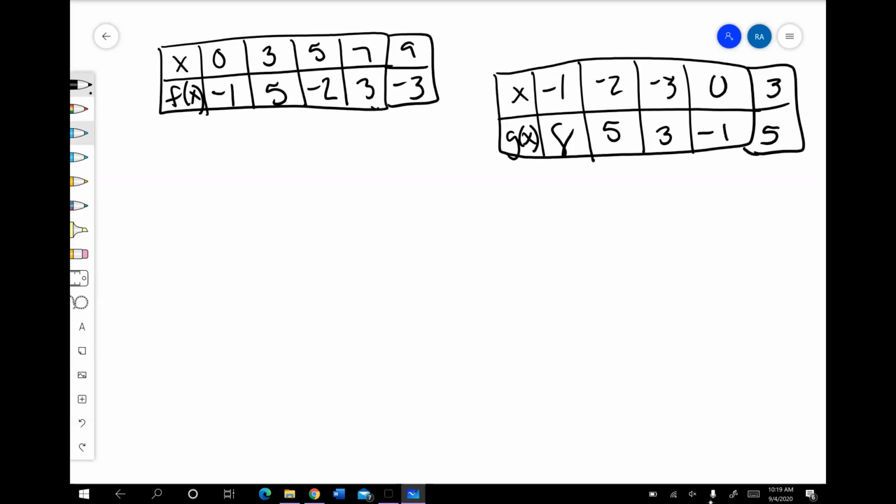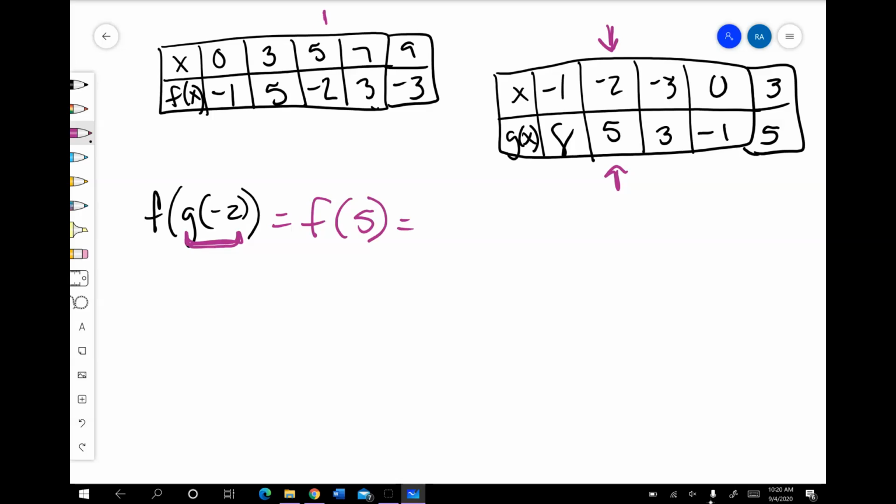So we're gonna do a couple examples with this one. Okay, so I want to do f of g of -2. So I need to figure out what g of -2 is. So I come to the g function right here, and I look when x is -2, what is y? It's 5. So now I can find f of 5. So I go to my f function, and when x is 5, what's y? -2. Okay? All right, let's do another one.